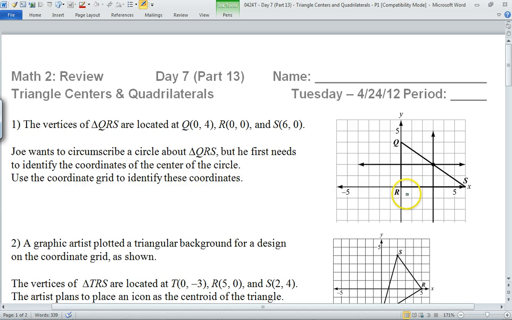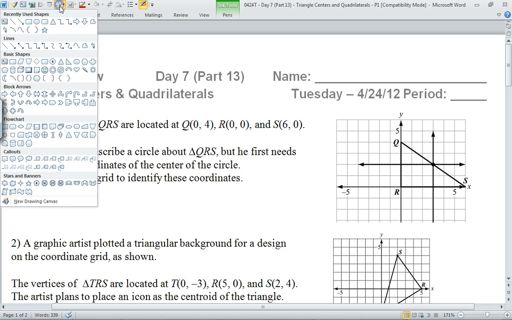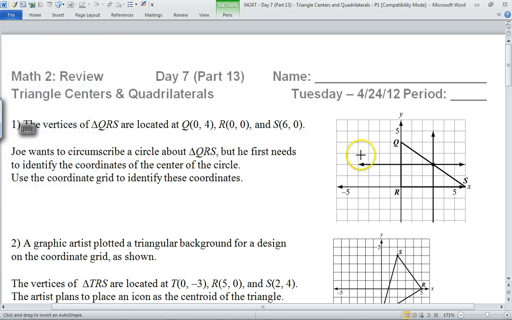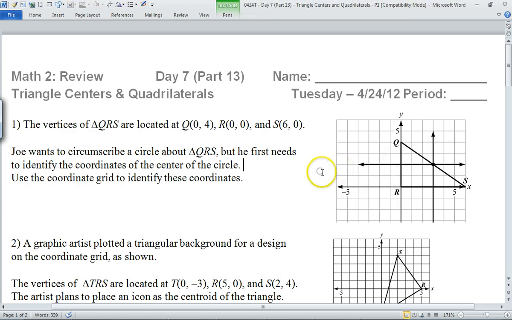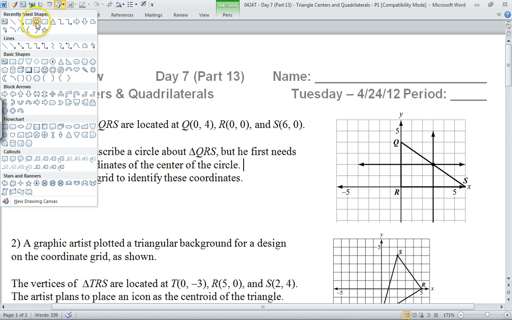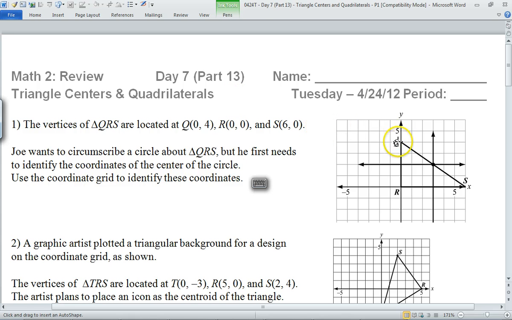Now, the first thing you need to do is understand which one of those triangle centers we will be talking about. If I draw a circle around this triangle, which one of those triangle centers am I doing?